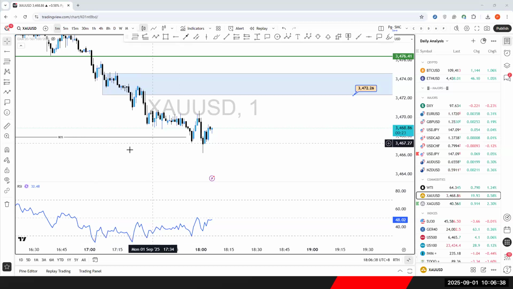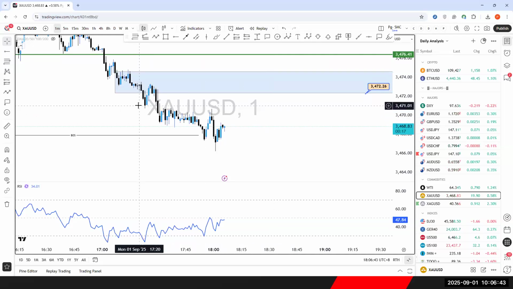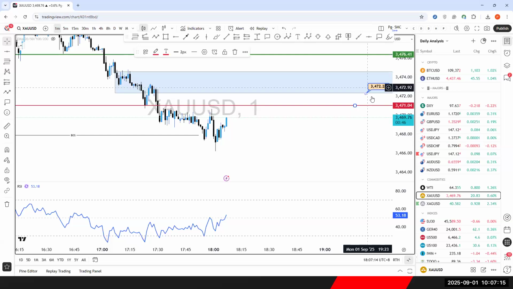Okay, I'm looking at the M1. You should aim for 71 first, TP1. Okay, TP2, another 10 pip. For scalping, TP1, 71 first, and TP2 right here.